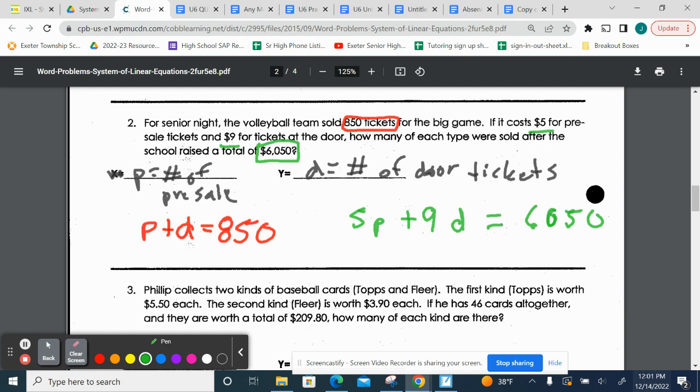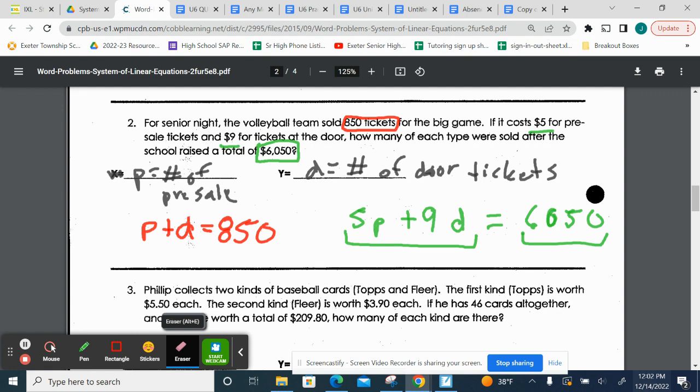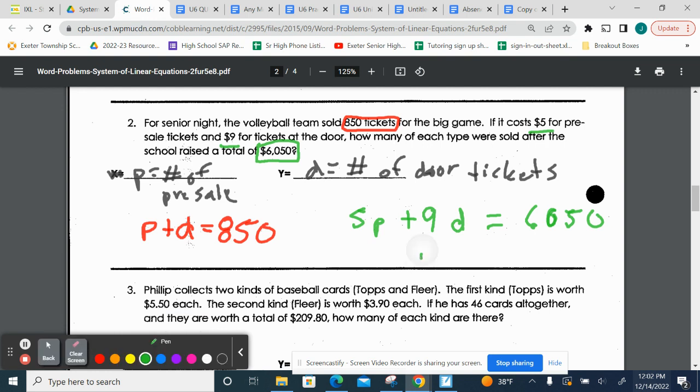And so think about it, both sides. Now, depending on what P and D are, this is the amount of money we made on the tickets, and this is the total. So both sides are equal. Or we're looking to make them equal, I should say. All right. And again, we organized our info into money. This is the money equation. And this is the number of tickets equation.